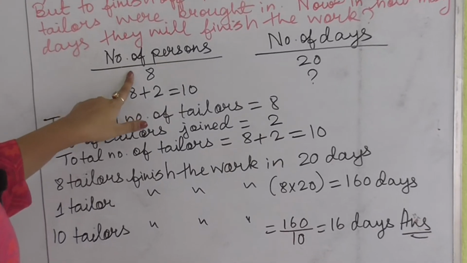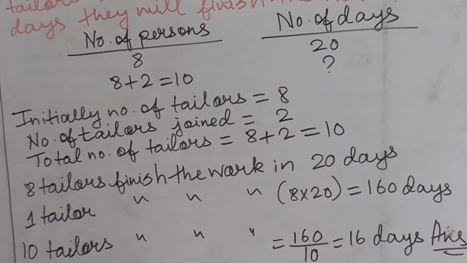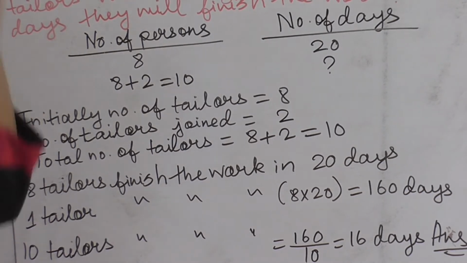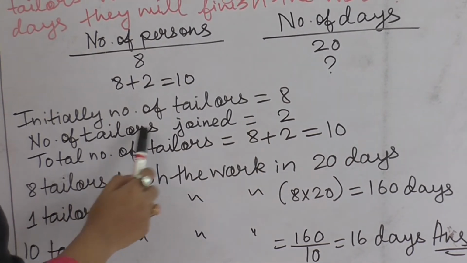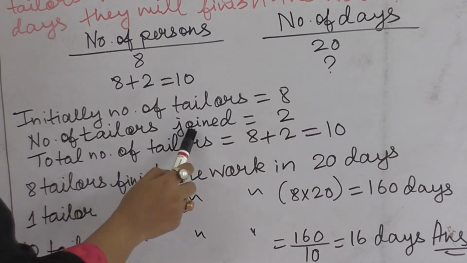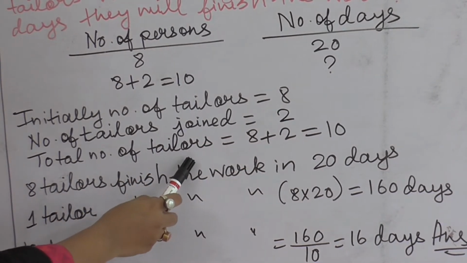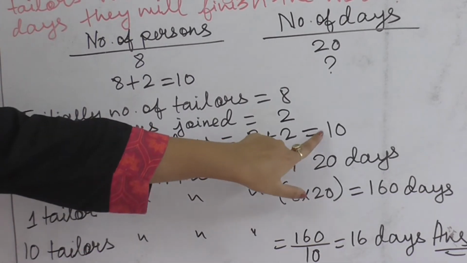So, 8 tailors can complete the work in 20 days. In order to complete the work early, 2 new tailors were brought in. So, how many tailors are there right now? 10 tailors. So, 10 tailors will take how many days in order to complete the work? How will you find out? Initially the number of tailors was 8 and the number of tailors joined is equal to 2. So, now the total number of tailors is 8 plus 2, that is 10.